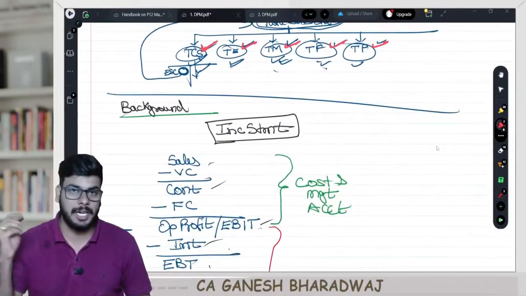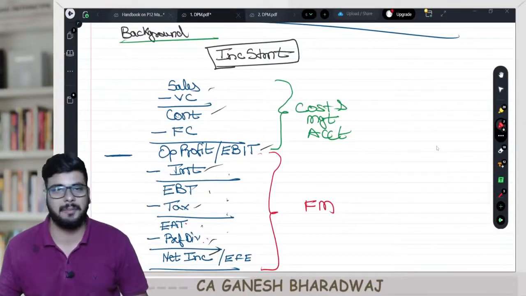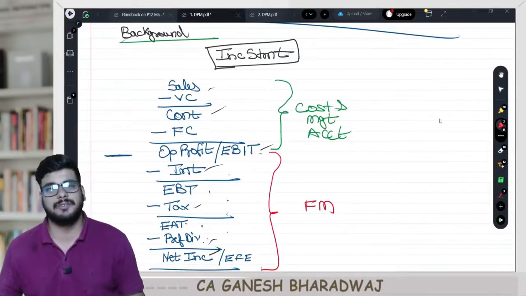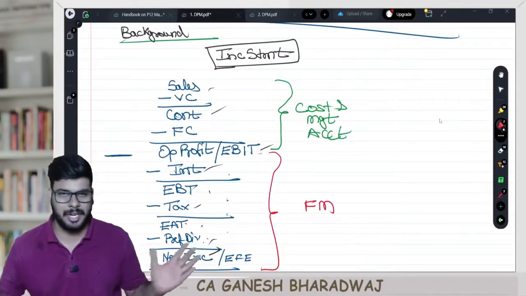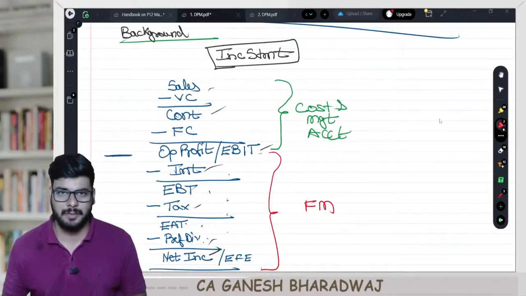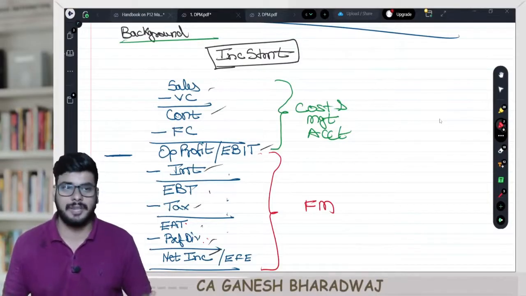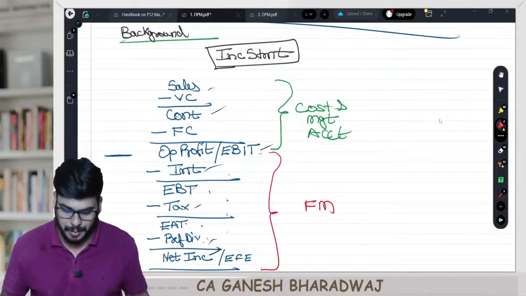Now, before we get into this chapter, there is one very important background that you need to know, which I call the income statement. By the way, guys, all these things are not there in your institute study material, but without knowing this, you can't even enter into this chapter. That's why this background is very important.